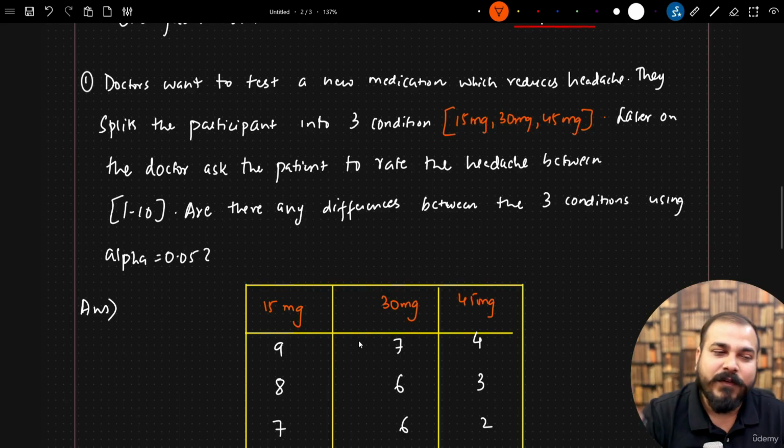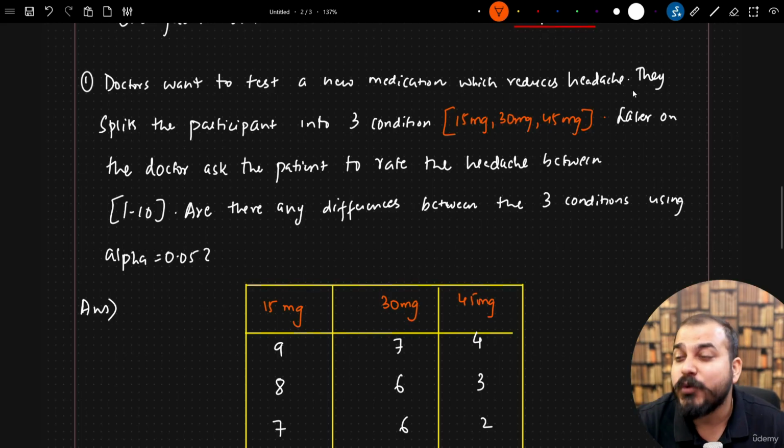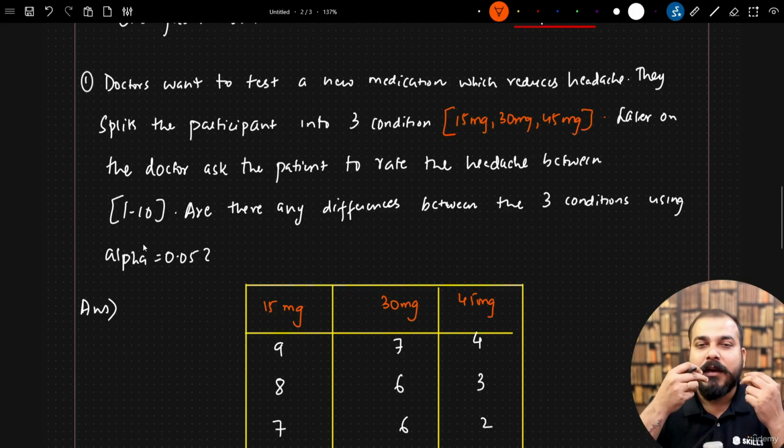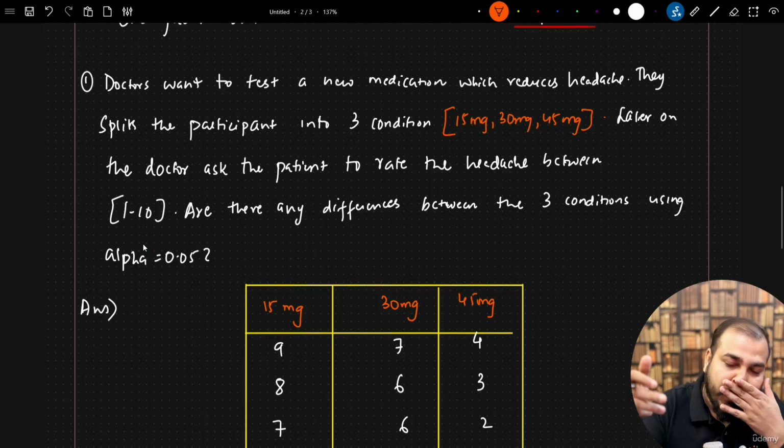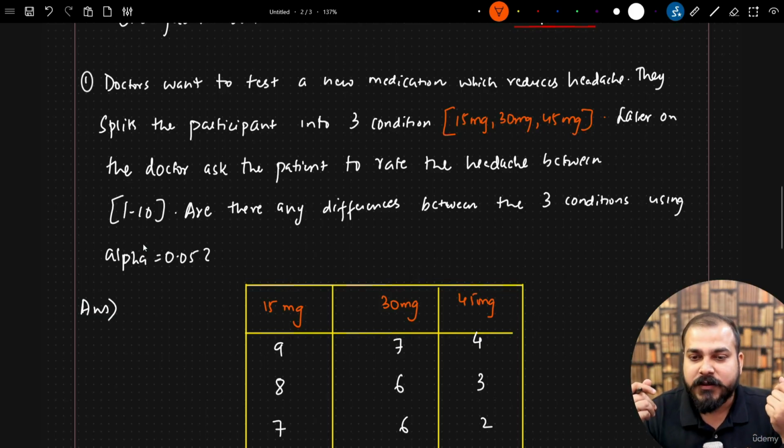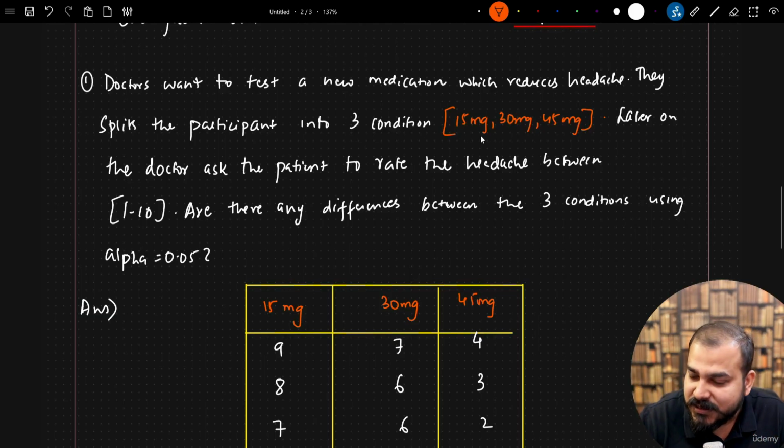Okay. Now over here you can see doctors want to test a new medication which reduces headache. They split the participants into 3 conditions: 15 mg, 30 mg, and 45 mg. Later on, the doctor asked the patient to rate the headache between 1 to 10, after having those medicines, the three conditions based on 3 different dosages. This is the dosage, and medication is my factor. These are my levels.